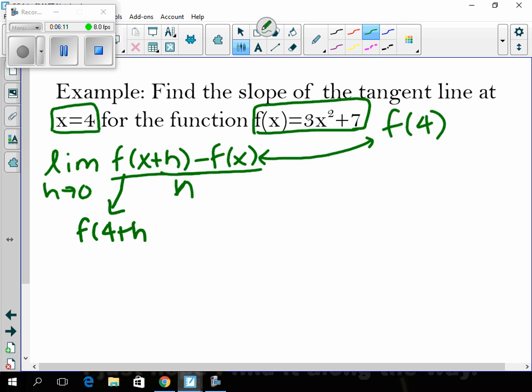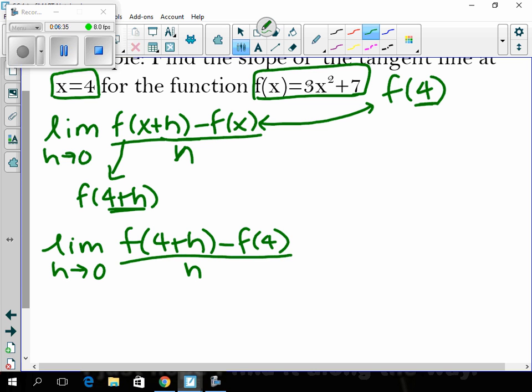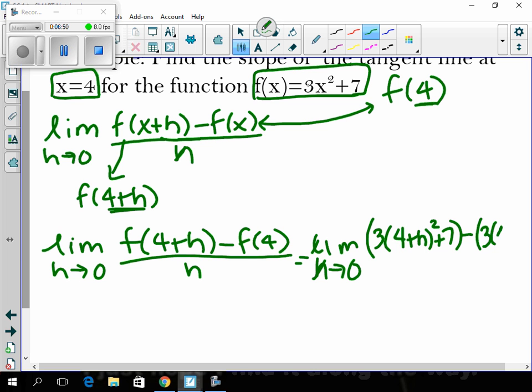I'm going to plug in f of 4 here, and right over here I'm going to plug in f of 4 plus h. Just like in this function, wherever we see x, we're going to plug in 4. Wherever we see x in our function, we're going to plug in 4 plus h. So this looks like the limit as h approaches 0, f of 4 plus h minus f of 4 all over h. That's equal to the limit as h approaches 0 of 3 times (4 plus h) squared plus 7 minus (3 times 4 squared plus 7) all over h.